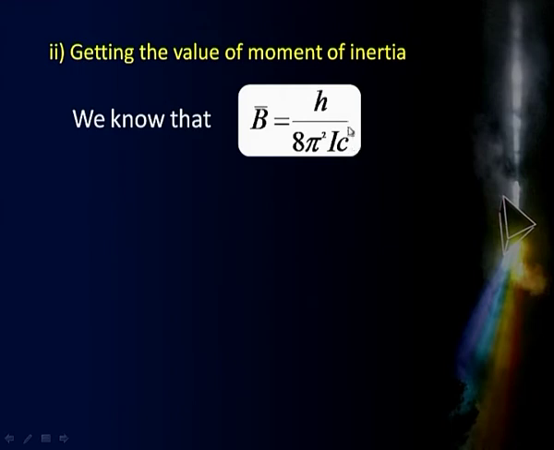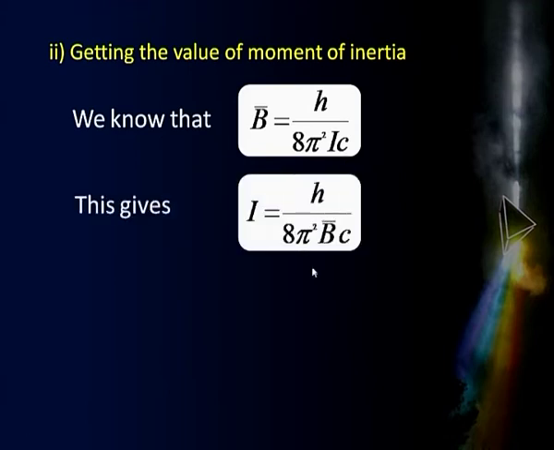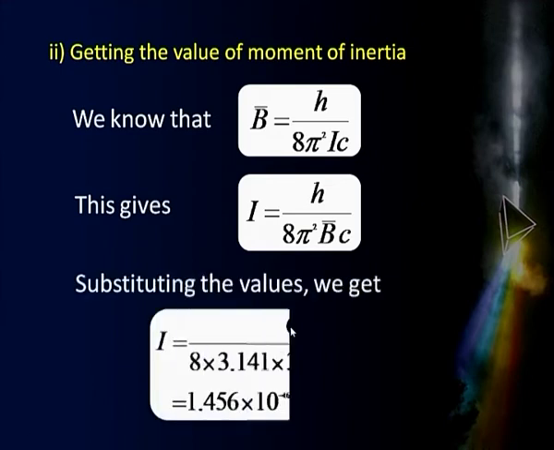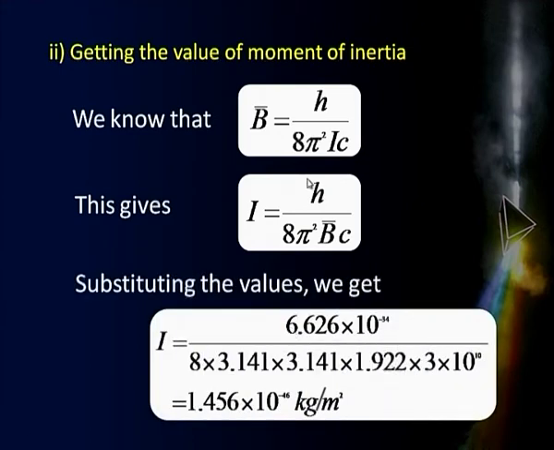That is the way we defined it, that is b bar is equal to h by pi square by 8 pi square I into c. So, what we do is we just rearrange the expression to get the expression for I, that is moment of inertia, in terms of h and so on and so forth. We just simply substitute the values of h, pi, b bar, what we got in the first step, and the velocity of light c. What do I get?